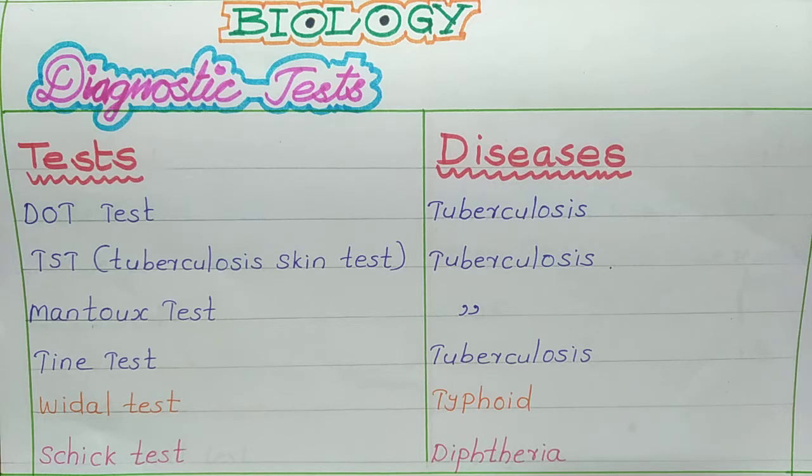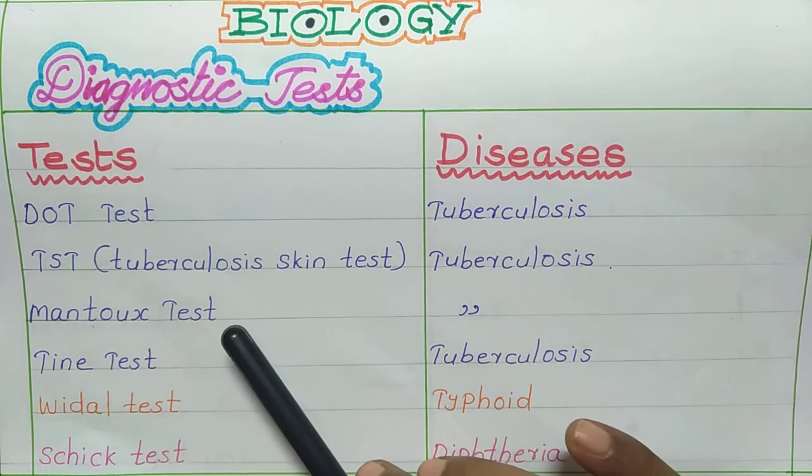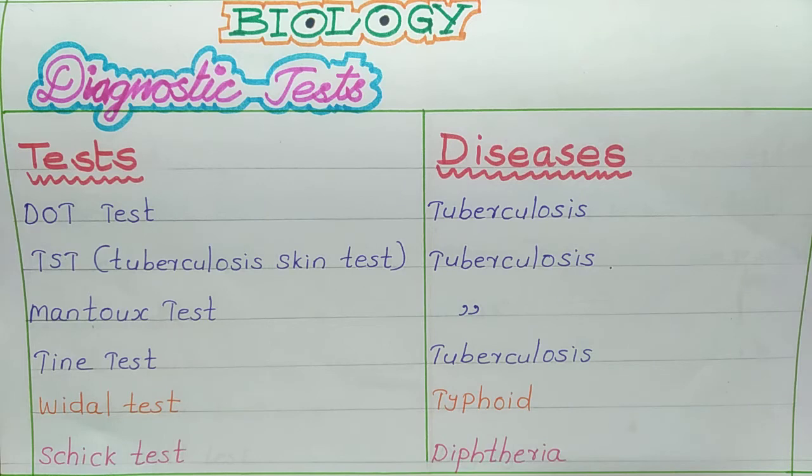So the four diagnostic tests are the DOT test, tuberculosis skin test, Mantoux test and Tine test. Here we are writing it as Mantoux, but the pronunciation is different. So these four tests are for tuberculosis.